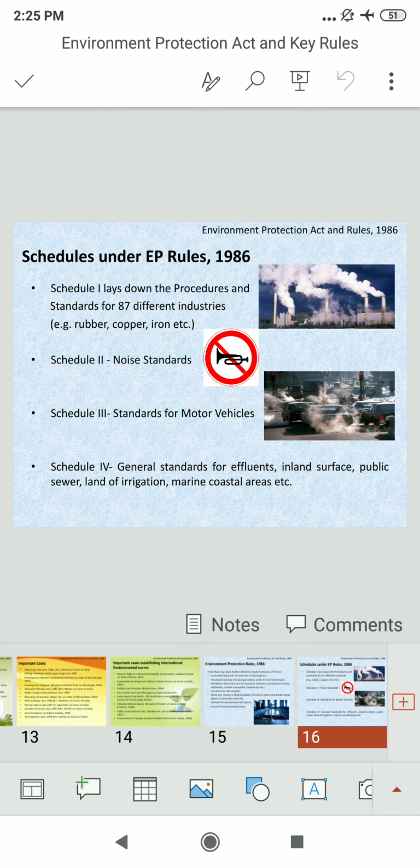Schedule lays down the procedure and standards for different industries. Schedule 2 noise standards. Schedule 3 standards for motor vehicles. Schedule 4 central standards for effluents in land, surface, public sewer, land of irrigation, marine coastal areas, etc.